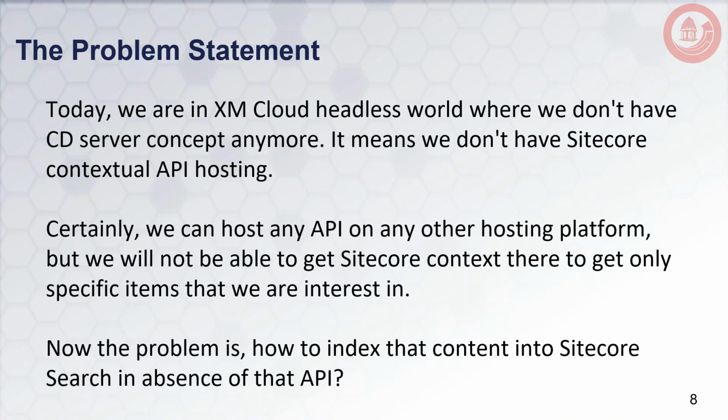Now, the problem is how to index that content into Sitecore Search in the absence of that API, right? We cannot host that API. So what are the other ways to ingest those items that are not publicly available, but we still want to push that data into Sitecore Search? So what is the best way?